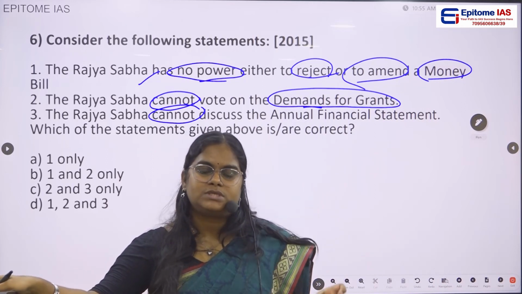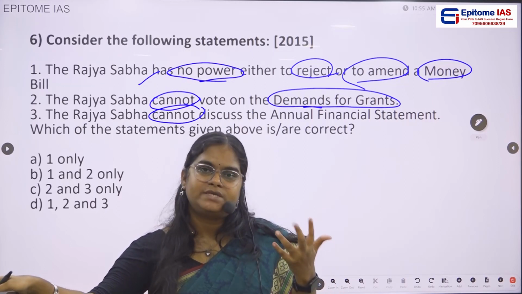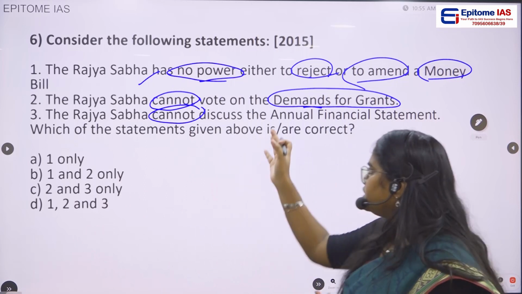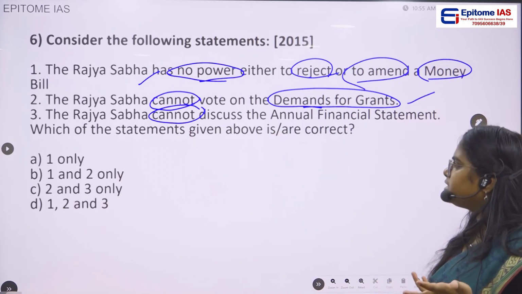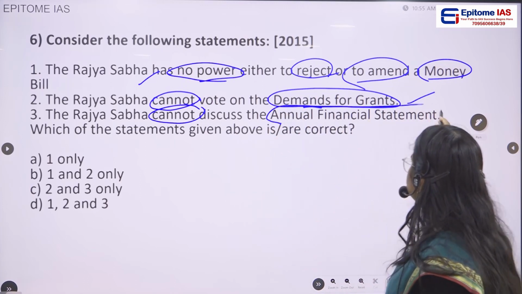And only the Lok Sabha will be voting for the demands for grants. Yes, the Rajya Sabha does not have the power to vote on the demands for grants. This is also a correct statement. Then, Rajya Sabha cannot discuss the annual financial statement.